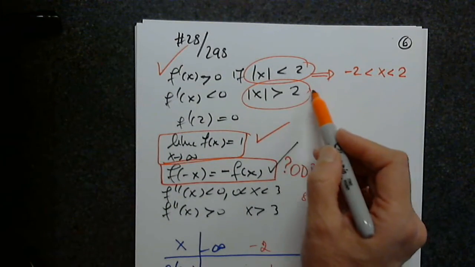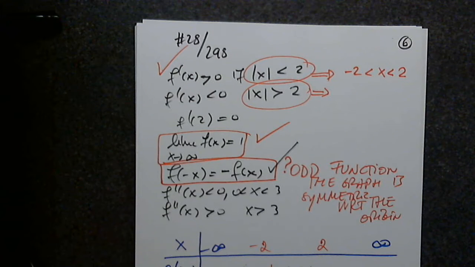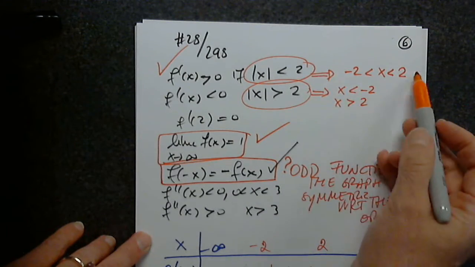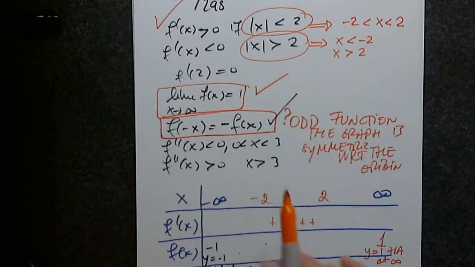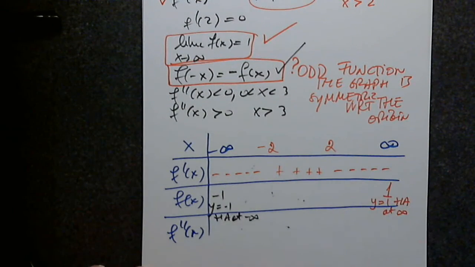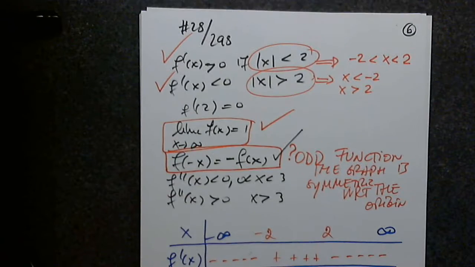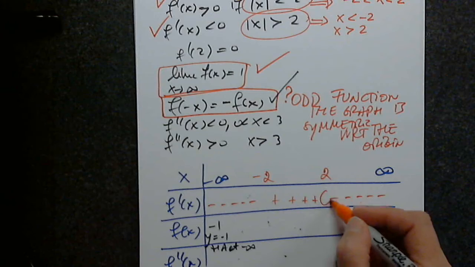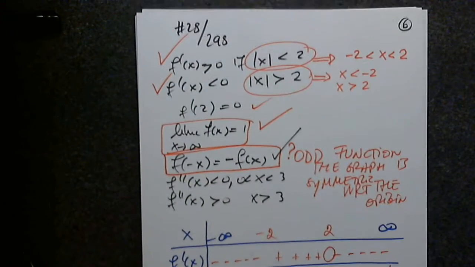Also, what does this mean? The absolute value of x is greater than 2. It means the outside. Exactly. It means when x is less than -2 and when x is greater than 2. Not what is included here, but the outside. So it says it's negative. Done. Okay, f prime of 2 is 0. Okay, done with that too.